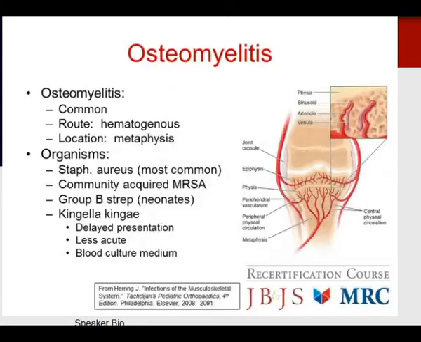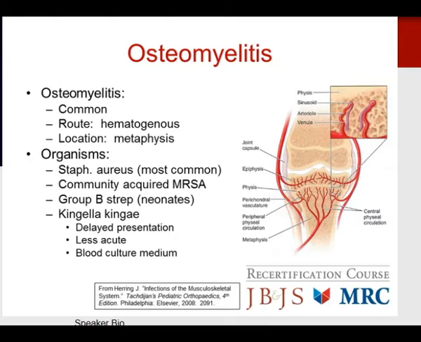Moving on to infection, osteomyelitis is very common in children and is commonly spread through a hematogenous route. This is most commonly located in the metaphyses of the long bones, and this is because of the very specific anatomy of the metaphysis, specifically the metaphyseal blood vessels. These blood vessels take a very circuitous route, and the blood flow through this area often becomes sluggish, allowing bacteria to dislodge and propagate. Staph aureus is the most common organism, with community-acquired MRSA becoming more and more common.